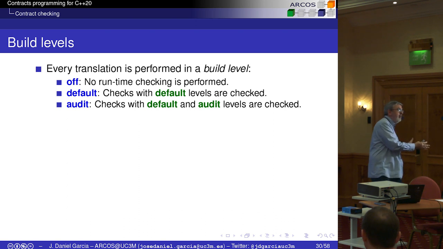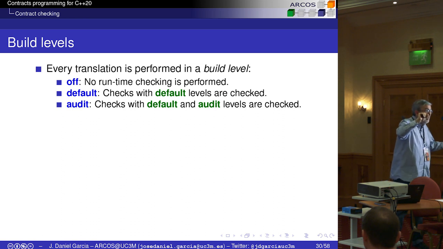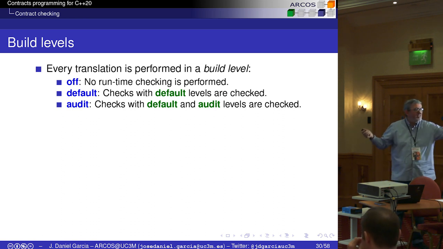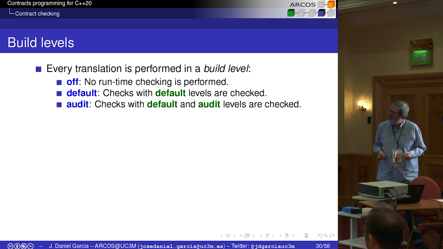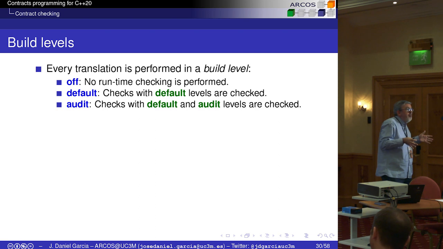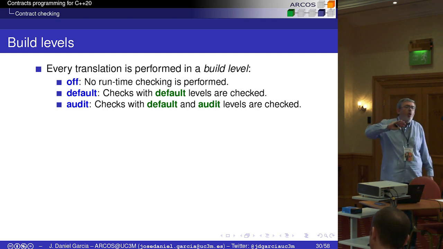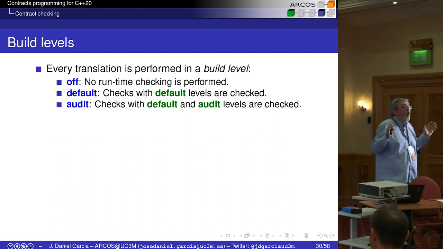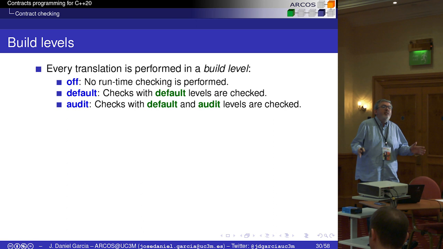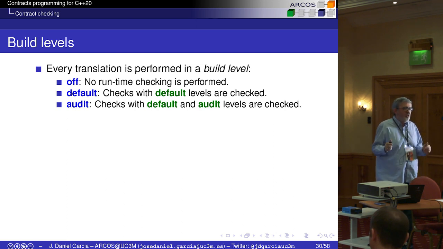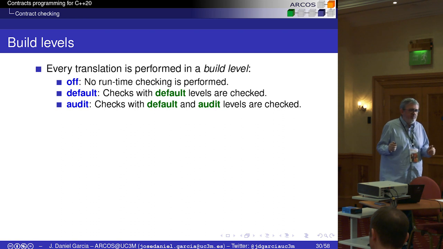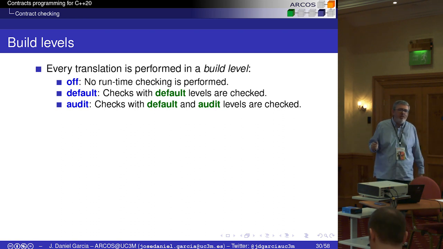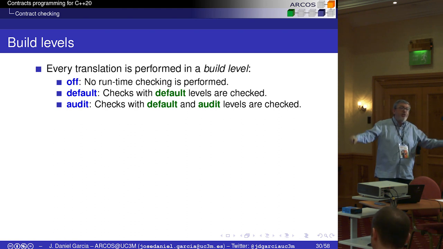Okay, now, after this slide, please. You have the assertion levels, and now you have, as you were asking in your previous question, the build levels. So when you compile, you can compile with three different levels. Off, I don't want to check anything at all. Or default, please check only the default assertions. Or audit, please check all the default and audit assertions. Okay, so they are cumulative. And we don't have anything to check axiom assertions.